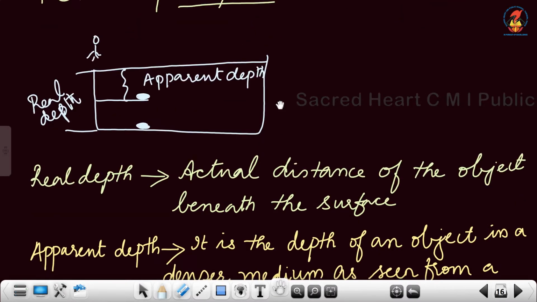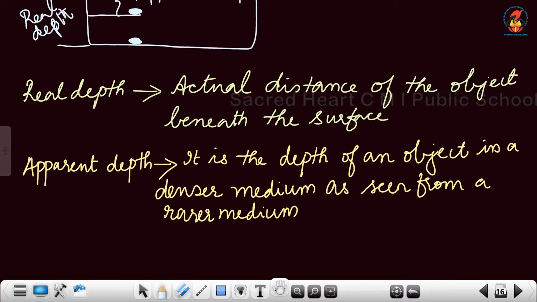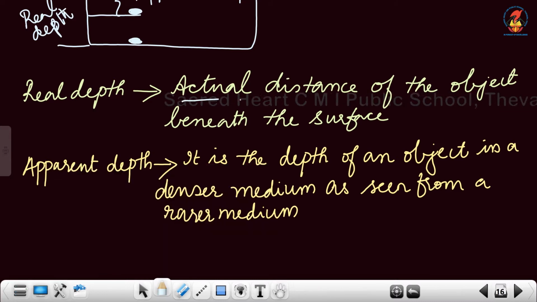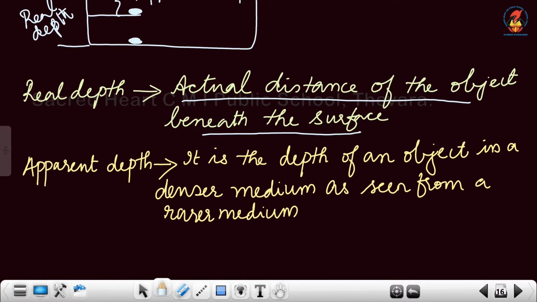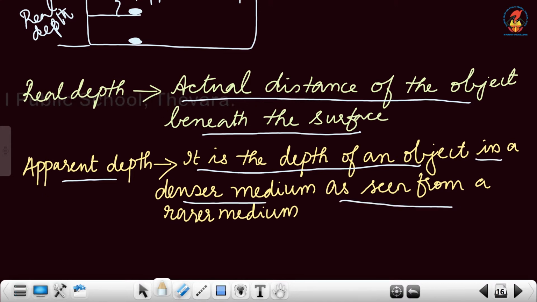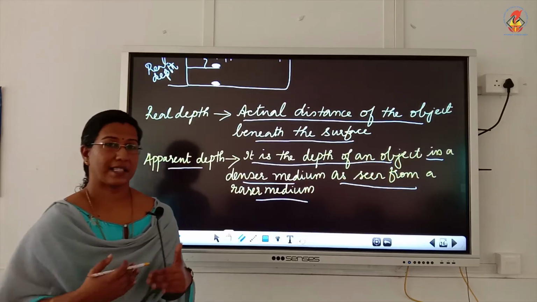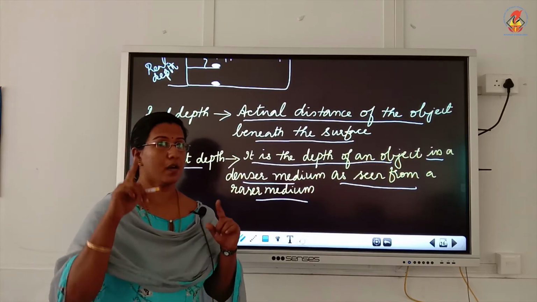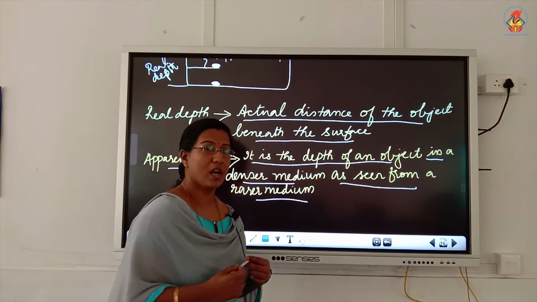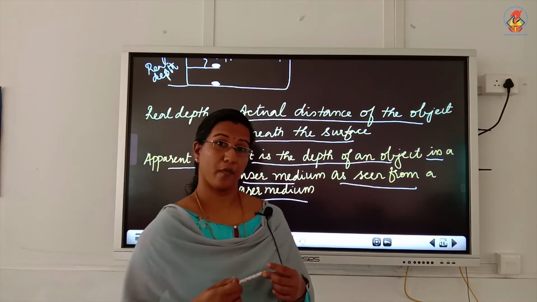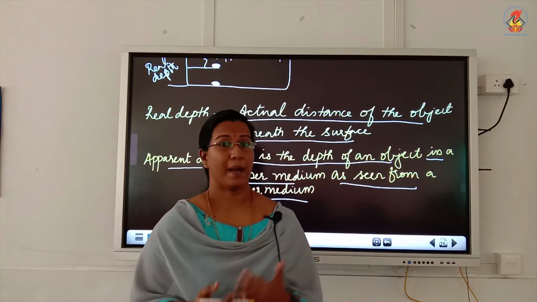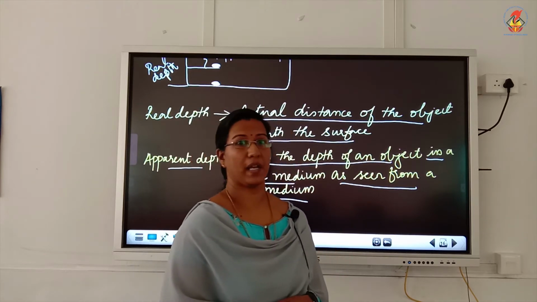So real depth means the actual distance of the object beneath the surface, whereas apparent depth is the depth of an object placed in a denser medium when viewed from a rarer medium, and this happens due to refraction of light. So in this video we are going to see how real depth, apparent depth and refractive index of the medium are related.